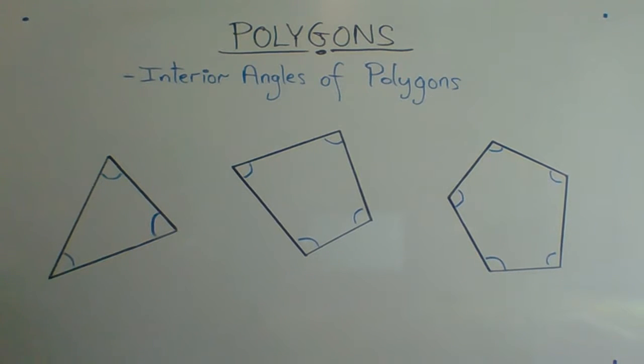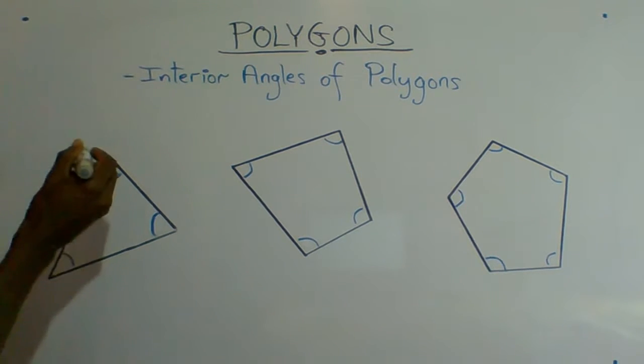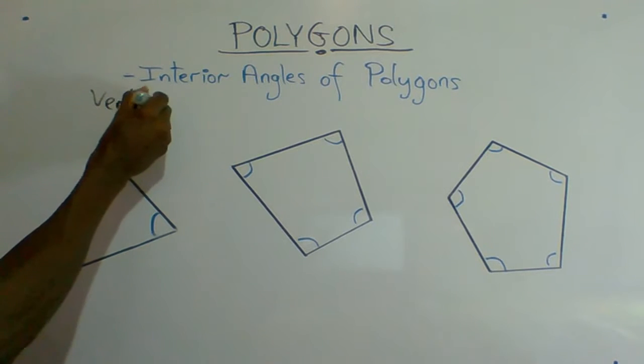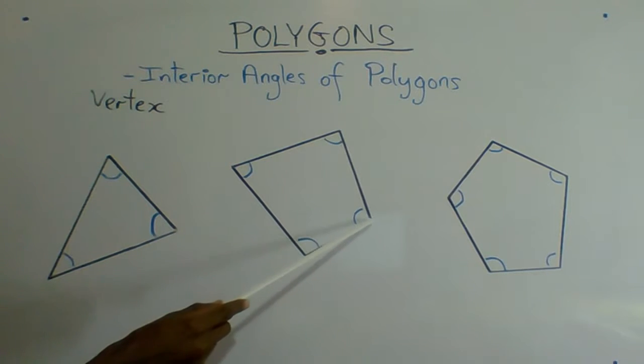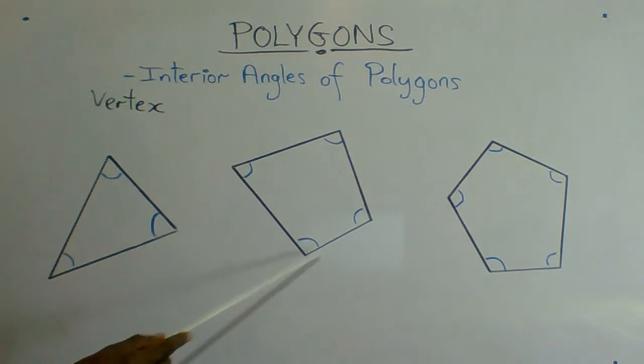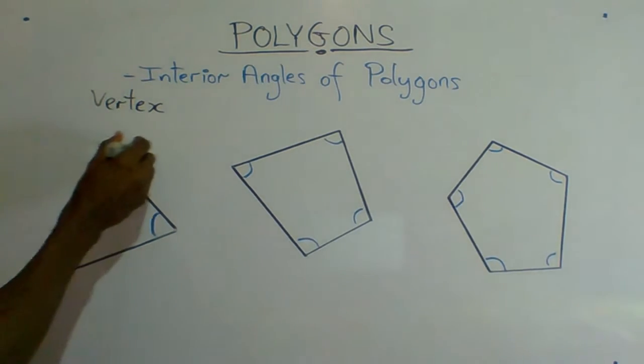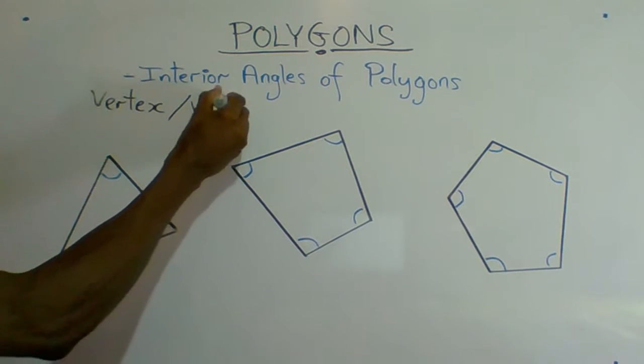Now, what is a vertex? A vertex is the point, the point of the corner at which the interior angle is formed. So this is a vertex. That's another vertex. That's another vertex. And the word vertex is spelled like this. Now, this is one vertex. And if we count all in this quadrilateral, we say that we have 1, 2, 3, 4 vertices. So the plural of vertex is vertices.